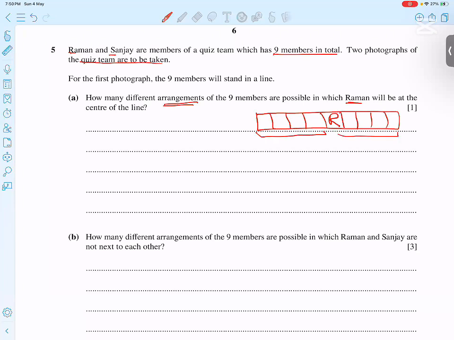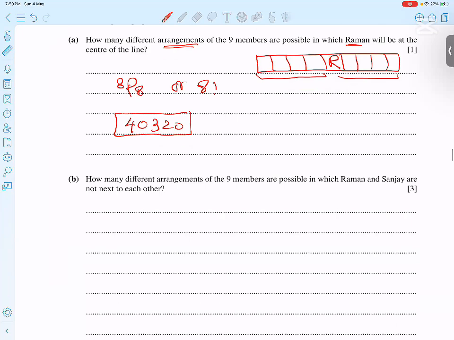But there's no restriction for S. So it means 8P8 is my answer, because all eight can arrange here or there, no problem at all. This way of writing, or 8 factorial. And that answer turns out to be, if you check it, 40320. I hope the point is very clear. So let's talk about the next question.